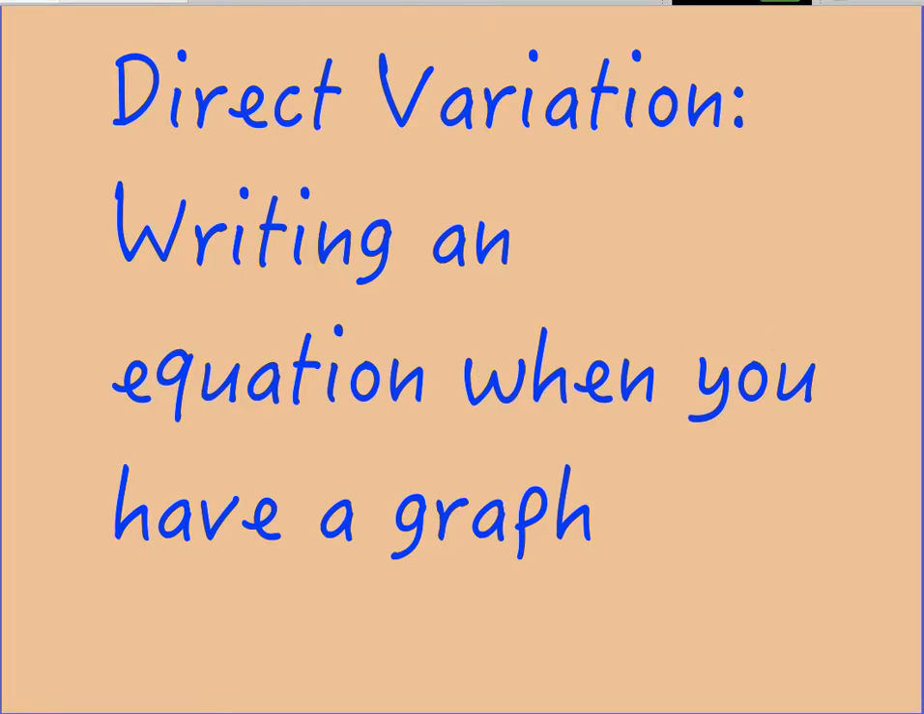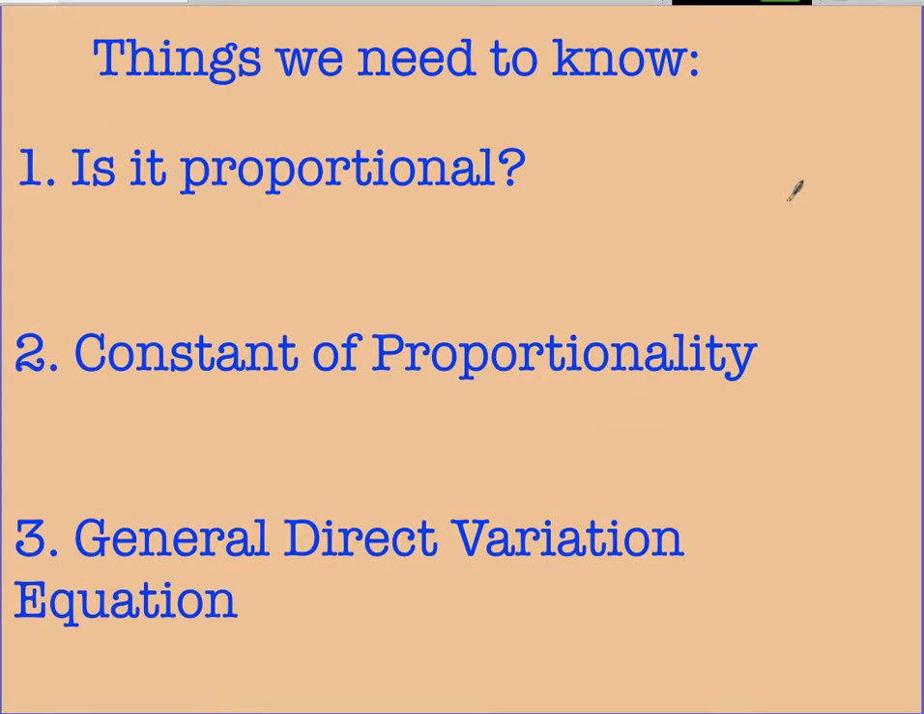Hi math friends, today we're looking at direct variation, specifically writing an equation when we have the graph for it already. So what do we need to know? We need to know how to tell that something is proportional on the graph. So remember, it passes through the origin and it's linear.